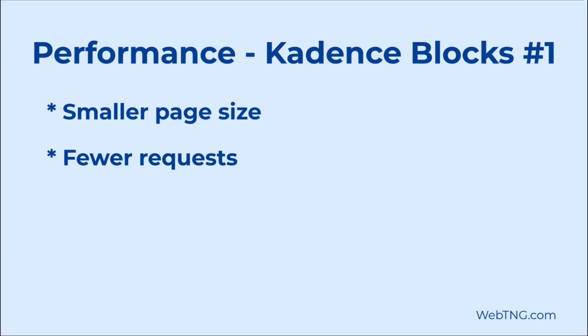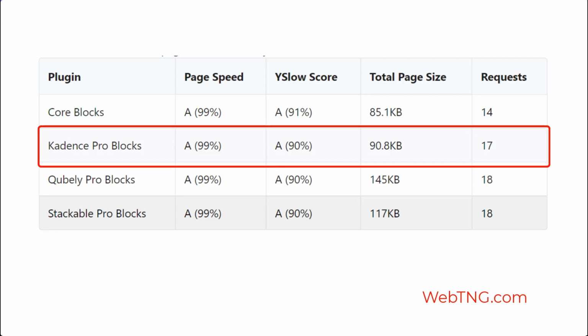When we talk about performance, Kadence was also clearly the leader, and it had a significantly smaller total page size and fewer requests. When we look at the results here in a table, the core blocks were at 85K, the Kadence were at about 91K, Qubely was at 145, which is a big jump, and then Stackable was at 117 kilobytes. And then in terms of requests, we had 14 from Core, 17 from Kadence, and 18 from Qubely and Stackable. So Kadence was also the most performant.